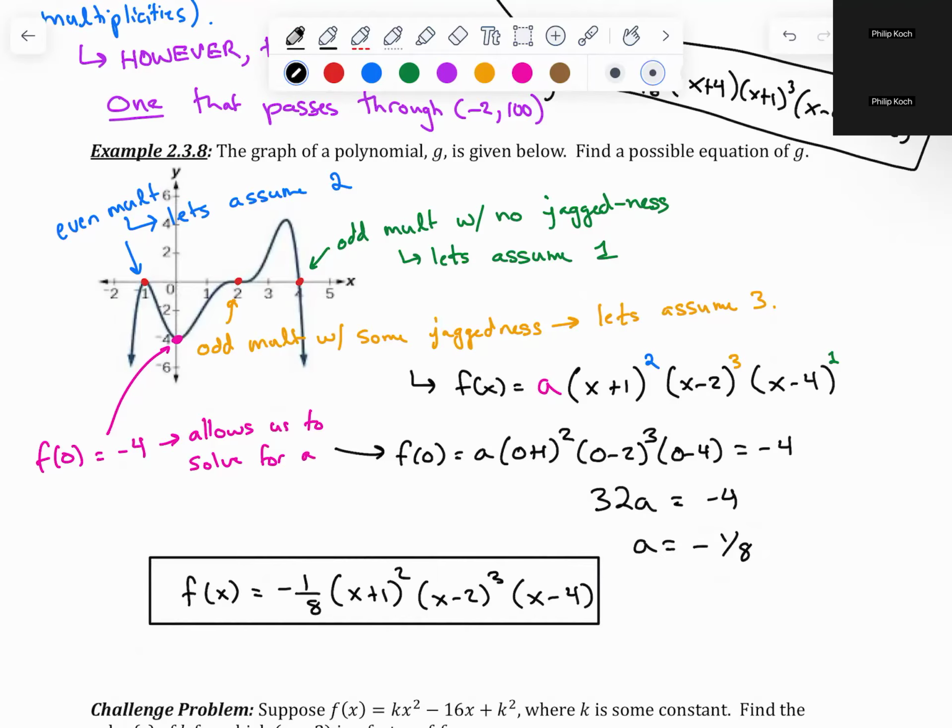If you change the multiplicities to 4 and 5, or 4 and 7, or 2 and 5 and 2 and 7, you will get a different a value because your multiplicity is going to be different, which is going to make your graph look a little different. But the process is still the same. You're still going to plug in 0 and set it equal to -4 and get a different value.